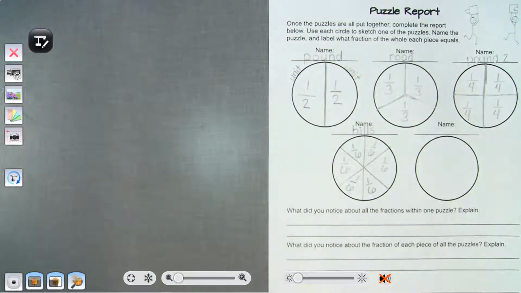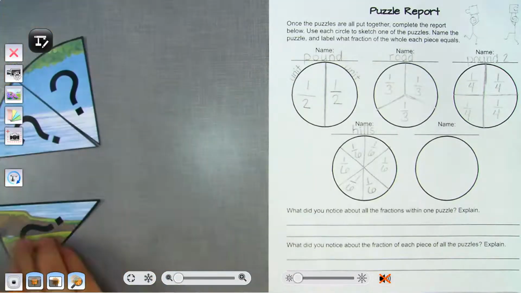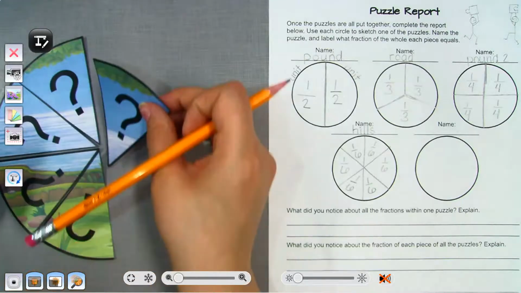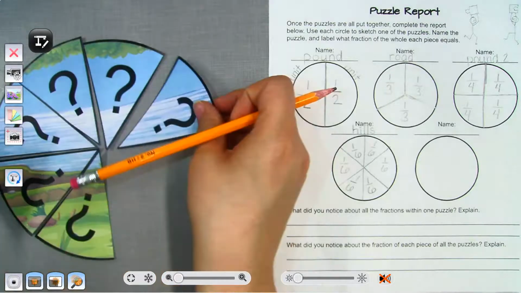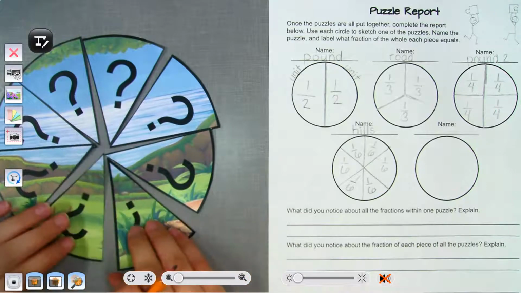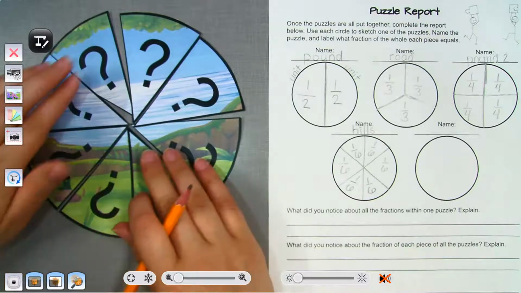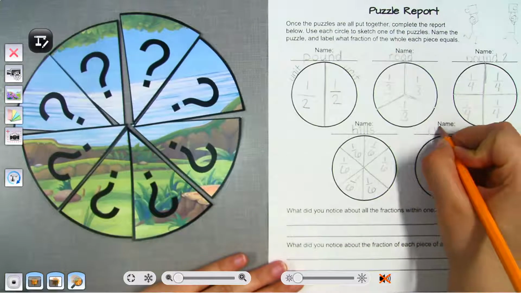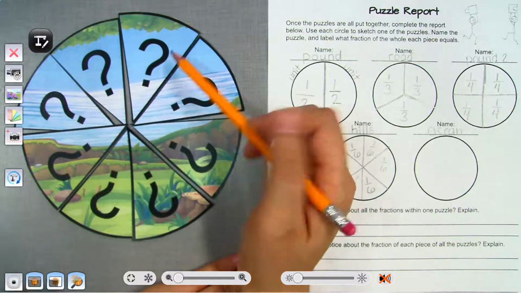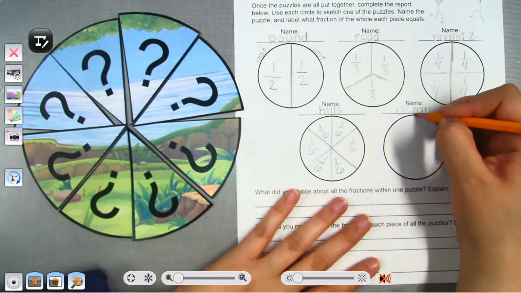My next puzzle piece. So this looks like an ocean. I'm going to say ocean. Okay. Now let's see how many pieces we have. 1, 2, 3, 4, 5, 6, 7, 8. So we have 8 pieces. So in my circle, I'm going to divide it into 8.